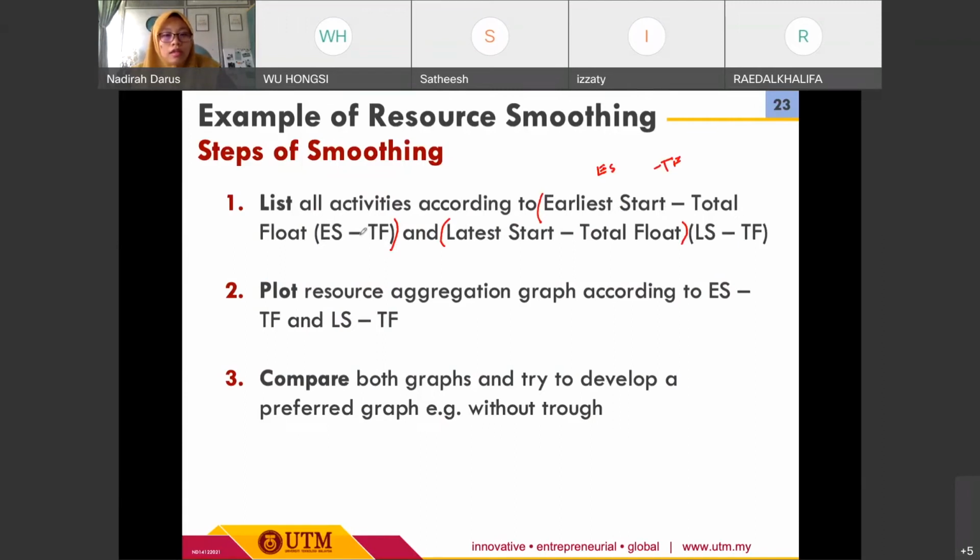And then at the same time we need to do the plot. Okay, we need to plot the resource aggregation graph according to ES/TF and LS/TF. So listing all activities is basically in table form. Okay, later on I will show you the example. And then once we have the activities in table form, we plot the graph, and at the end we need to compare both graphs and try to develop a preferred graph without true or excessive peak. Okay, all right.